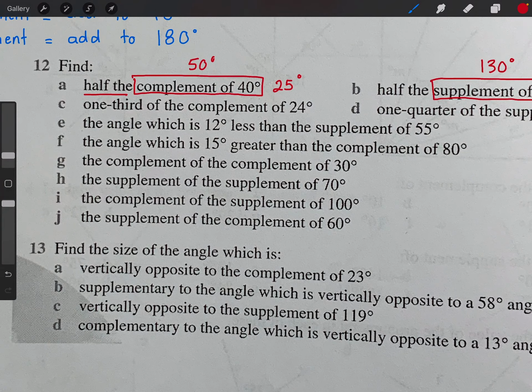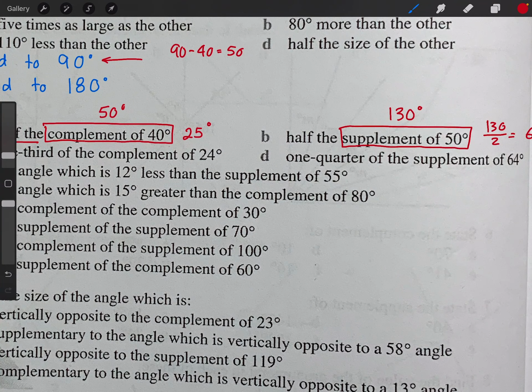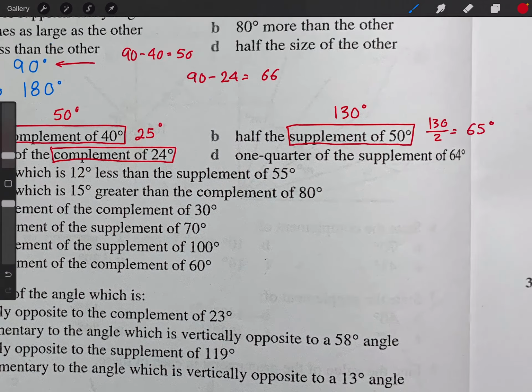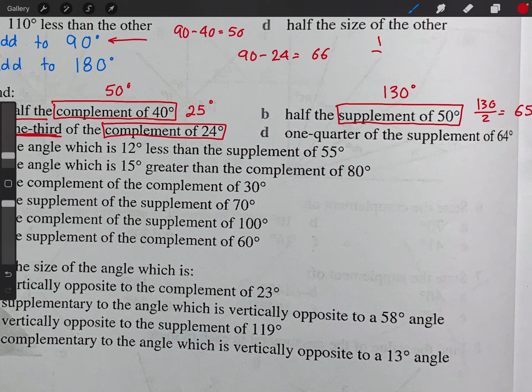Next one says 1/3 of the complement of 24. Complement of 24, well, let's work out what that is. 90 take away 24, and that gives us 66. So the complement of 24 is 66. And it says we need to find 1/3 of that. So 1/3 of 66 is just 66 divided by 3, which gives us 22. So this one will be 22 degrees.